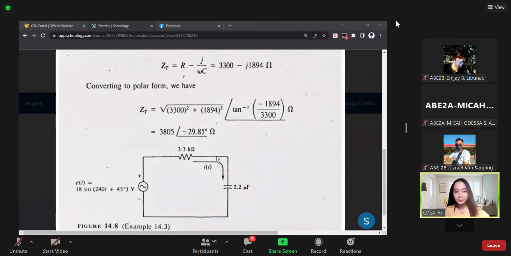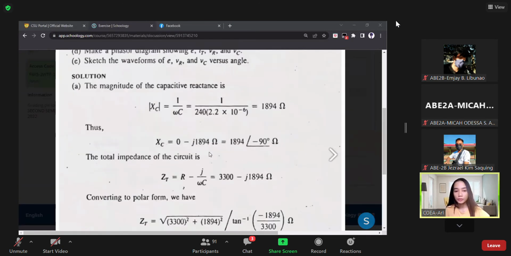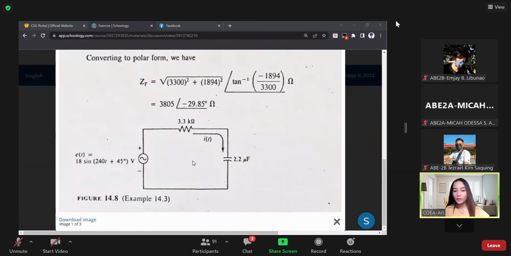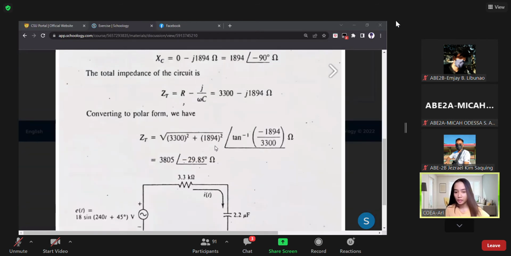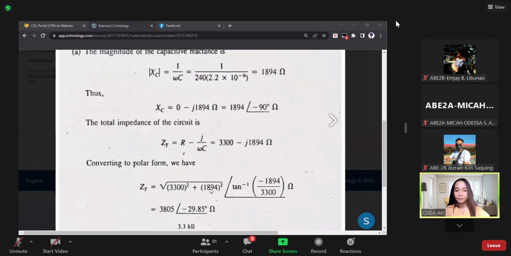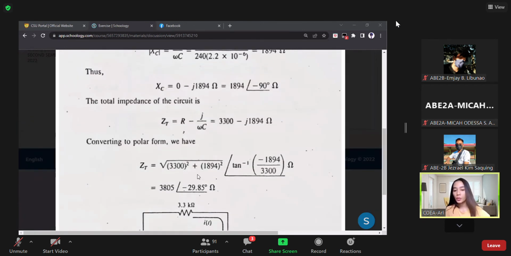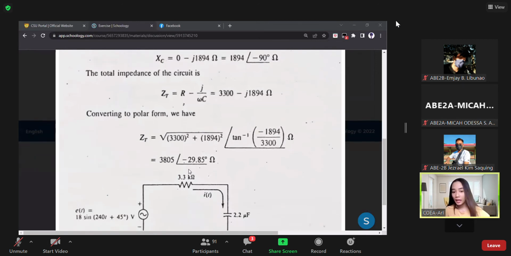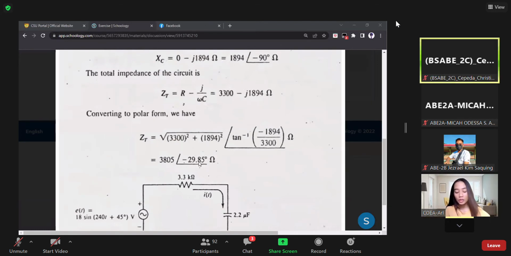So, how? Simply, you just have to consider the resistance given and the reactance that we have solved. Ito siya. Here. So, we have the square root of 3,300 squared plus 1894 squared. Tapos square root mo yun. Tama ba na 3805 ang magnitude? Yes. Tama po.